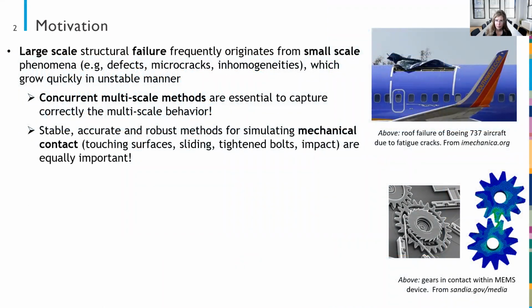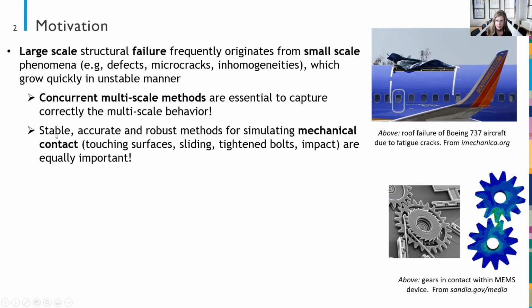A lot of the problems that Sandia National Labs is interested in involve large-scale structural failure. Large-scale structural failure frequently originates from small-scale phenomena like defects or microcracks, which grow quickly in an unstable manner and can lead to the large-scale structural failure. The failure of a Boeing 737 aircraft due to fatigue cracks is one example. And what we found is that to be able to capture these sorts of phenomena, we really need concurrent multi-scale methods in doing these simulations.